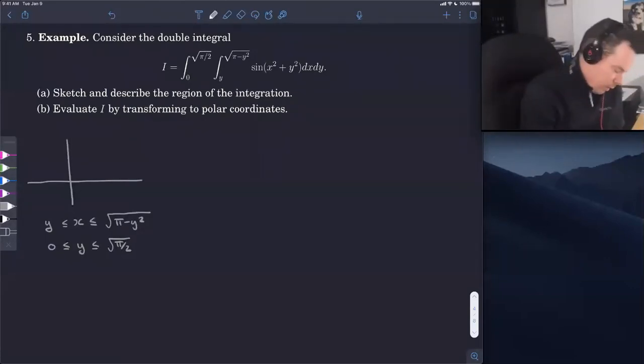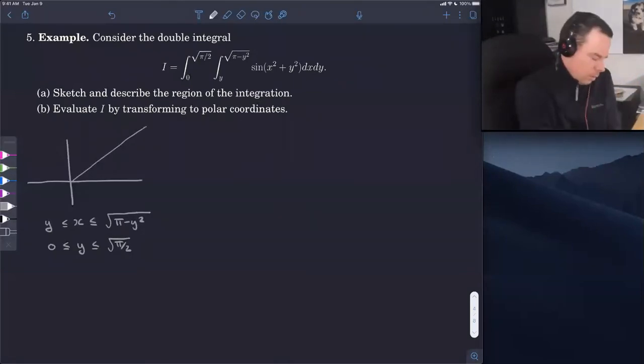And so now I can go ahead and try to sketch this. I've got that there's an x equals y boundary. So I know that x has got to be bigger than or equal to y. So the boundary would be x is equal to y. So that's a line that looks like this. So that's our x equals y line.